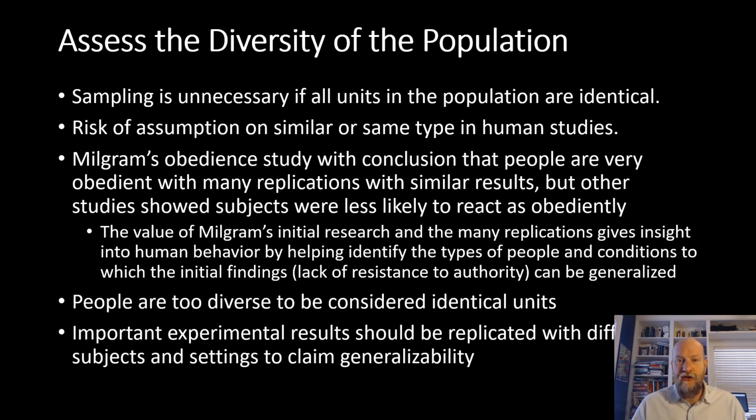And as you can imagine, Milgram and other researchers were quick to want to go out and say, well, is there something unique about these 40 people? It's a relatively small sample, right? What they found was that the study's been replicated many, many times with lots of different types of populations and samples, and they've gotten similar results. They did find that there were some distinctions. Some subjects were less likely to react as obediently, but the value of that initial research and the many replications that happened thereafter gives us a lot of insight into people's obedience.